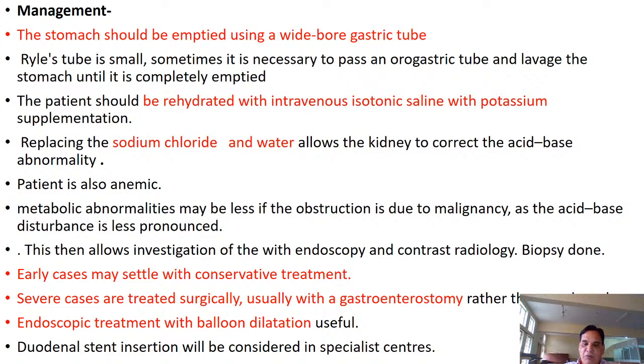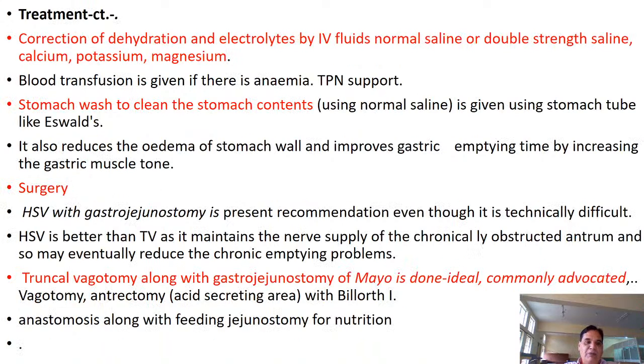Rehydration of the patient with normal saline, then isotonic saline and potassium. Replacement of sodium chloride and water. Whenever there is anemia, blood. All cases which are very early can be settled with conservative treatment. In severe cases, it is surgery. In an advanced center, it is endoscopic balloon dilatation. And in a more advanced center, duodenal stent insertion. So these are the management parts.